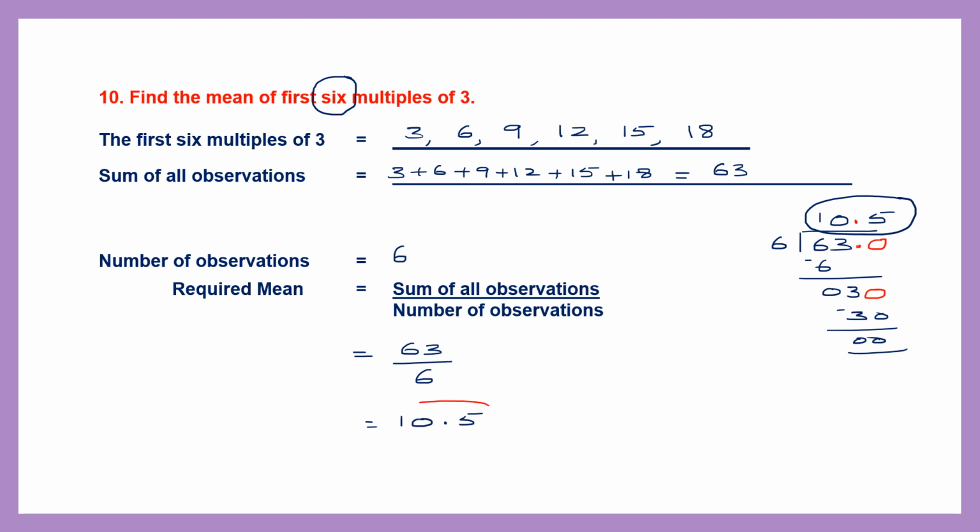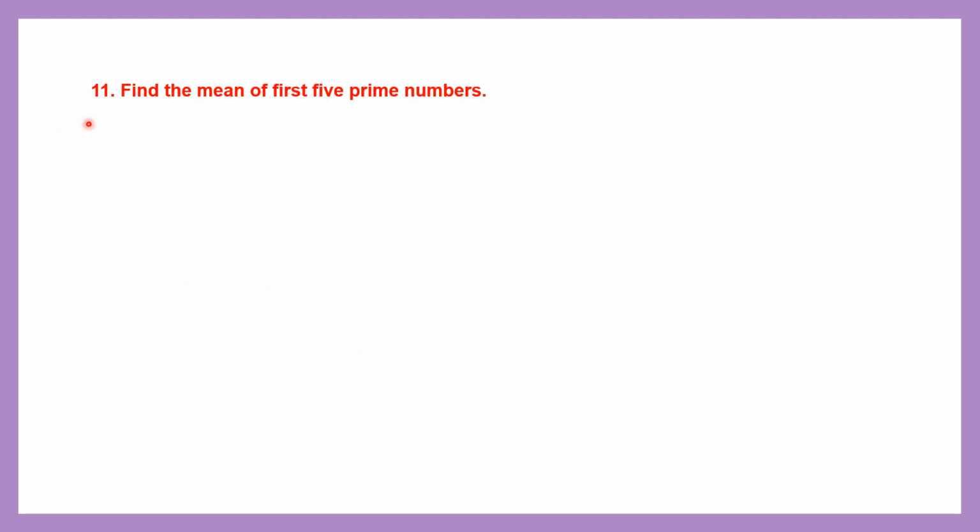So this is the answer to the question. And what is the question? Find the mean of the first 6 multiples of 3, which is 10.5. Remember, mean is a number that will come within these numbers. It will come in between these numbers. It is a representation of these numbers.